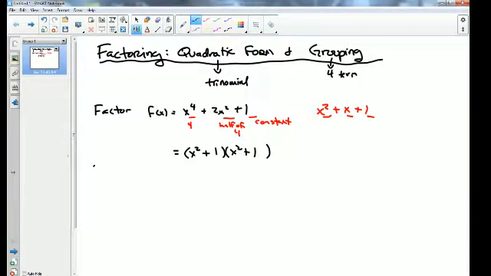All right, is that it? That is factoring by quadratic form. It said factor, so do I need to go any further? No.